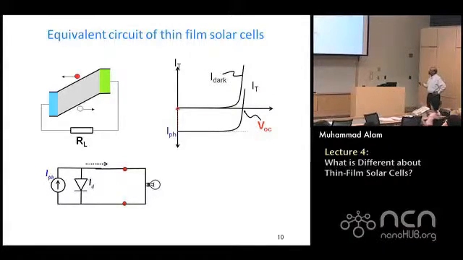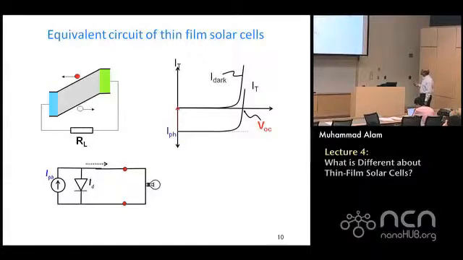Essentially what he talked about is that when a photon comes in, a light particle, if it has energy larger than the band gap, then an electron-hole pair will be generated. The red electron will go to the left contact, the white hole will go to the right contact, and they will eventually go through the load and deliver the power there.